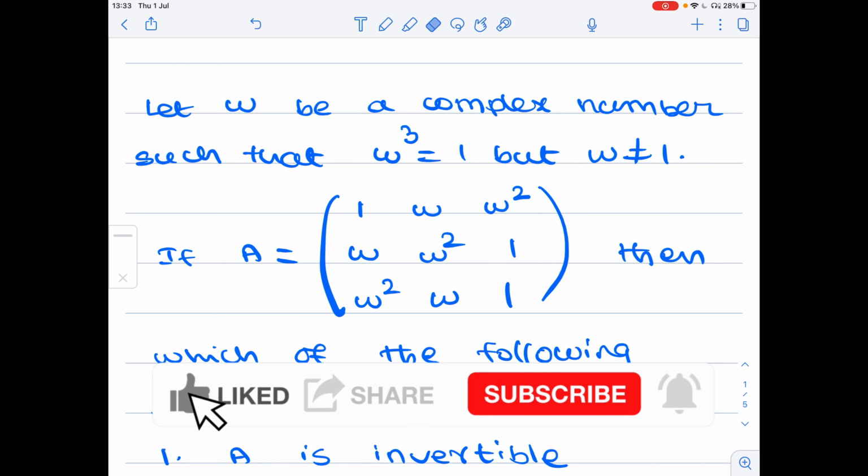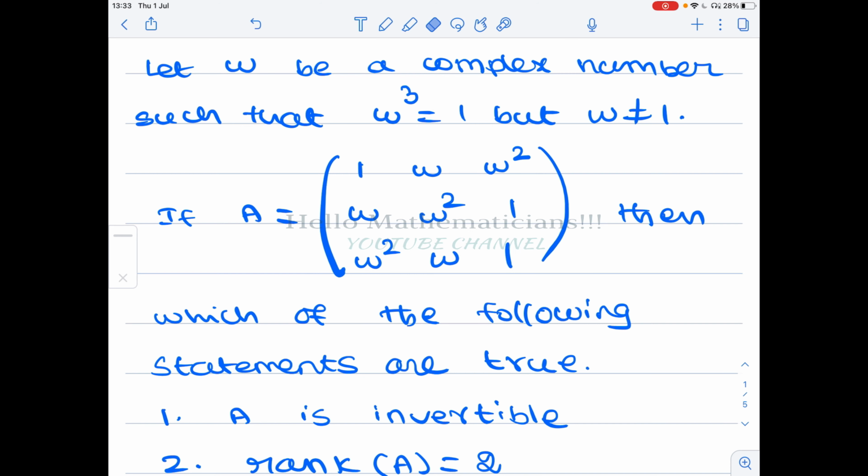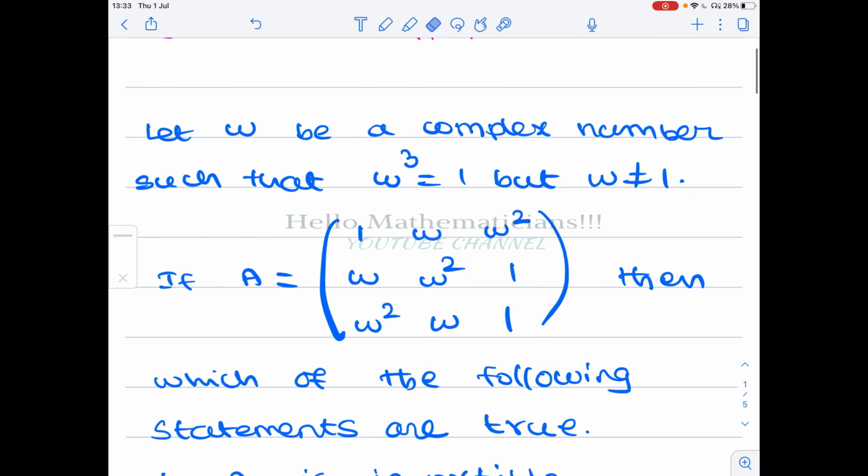Mathematicians, today we see one interesting problem asked in linear algebra. It is a very simple problem, but it requires the knowledge of nth root of unity as well as some basic matrix theory. Okay, let's see the problem.